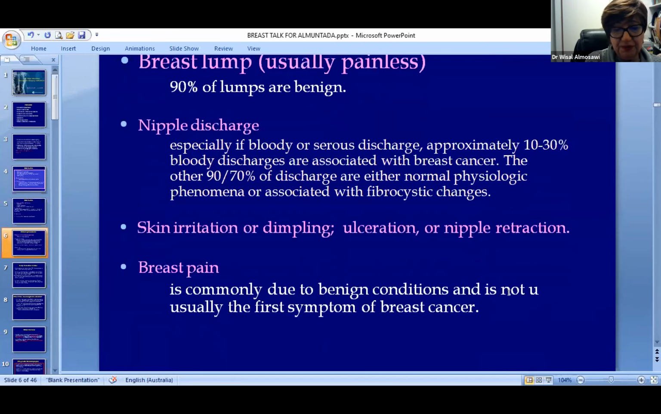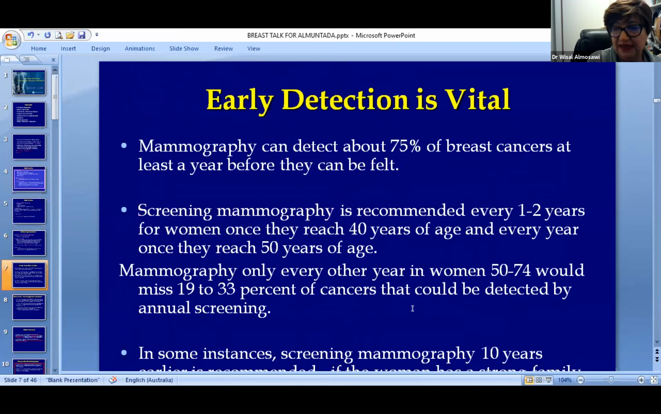A lot of patients present with breast pain, but breast pain is not a normal presentation for breast cancer. It's usually due to a benign condition, and it's not usually the first symptom unless the tumor invades the skin and invades the nerve endings.